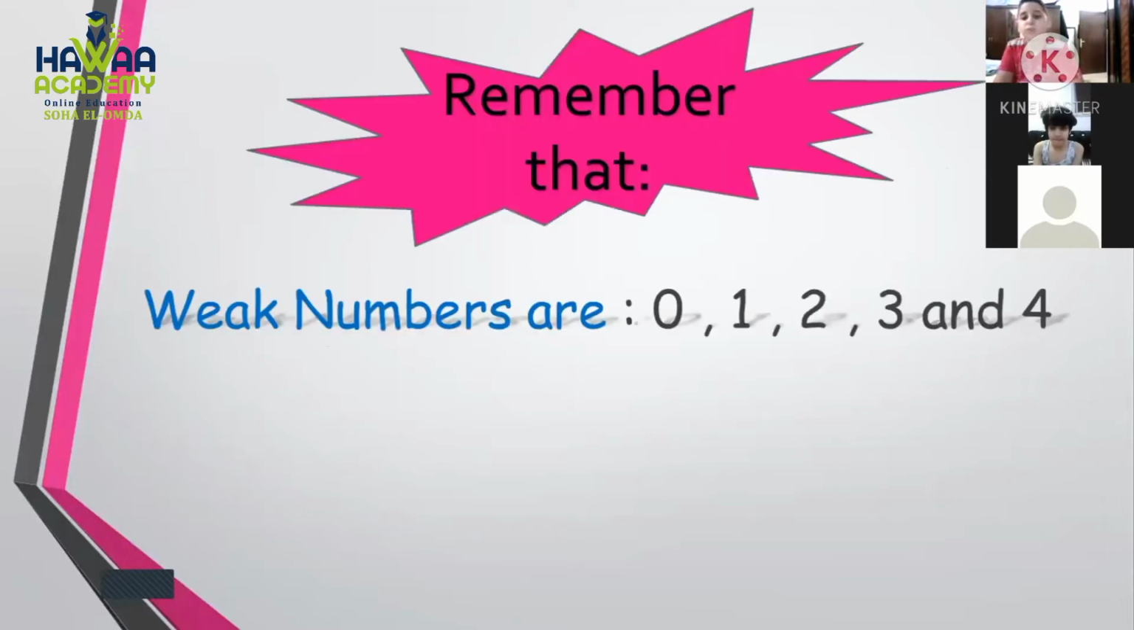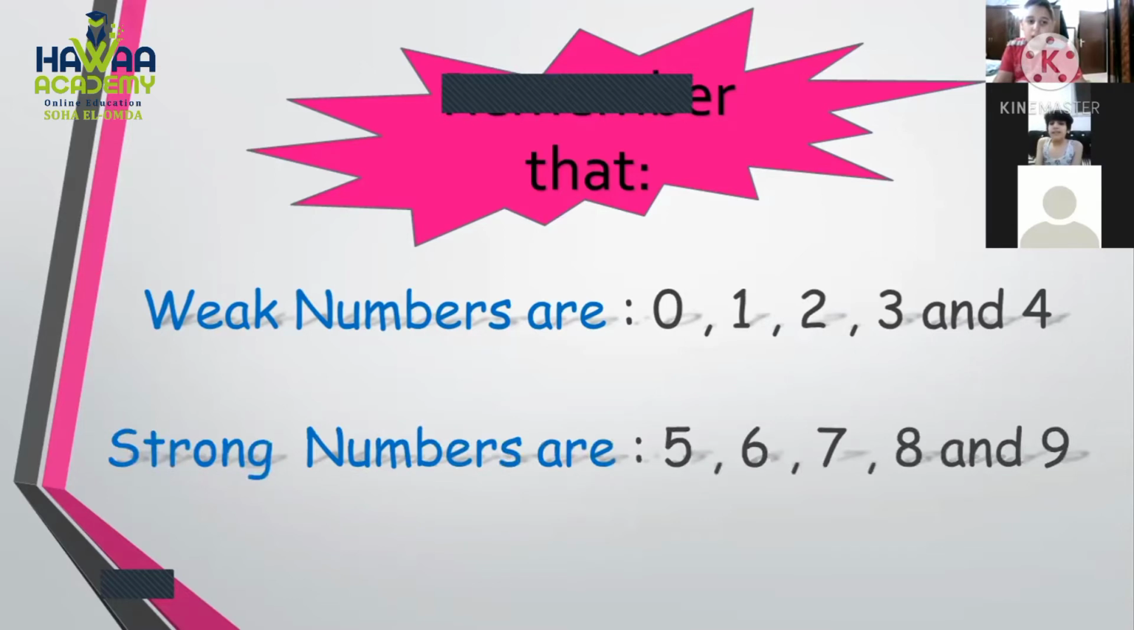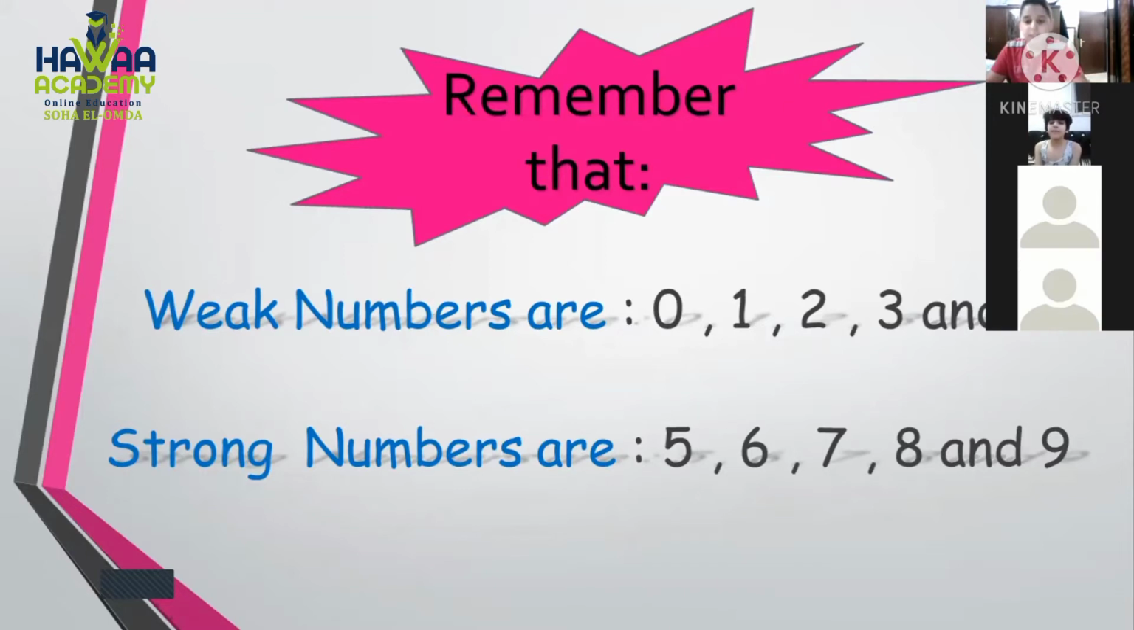Can you now, all of you, tell me what the weak numbers are in one voice? The weak numbers are? 0, 1, 2, 3, 4. Okay, again, the weak numbers are 0, 1, 2, 3, 4. Super.